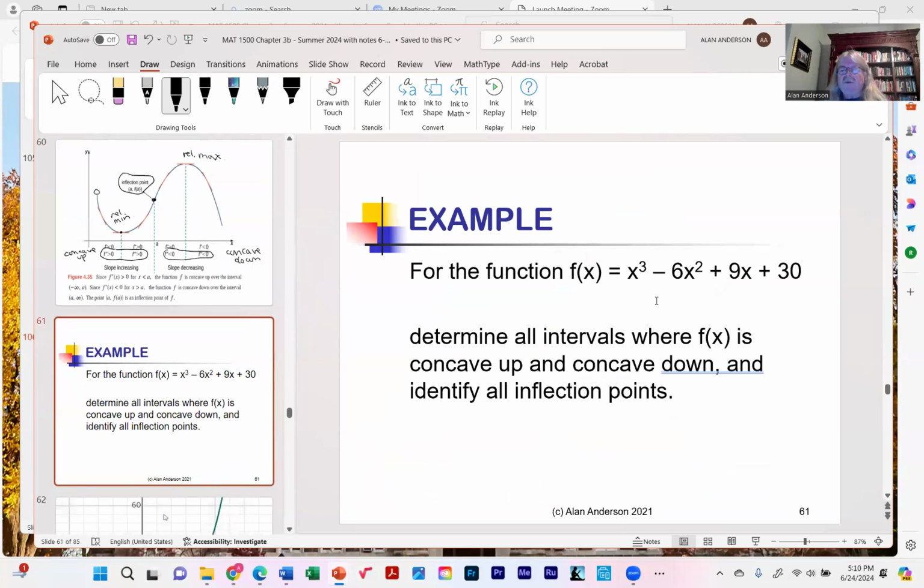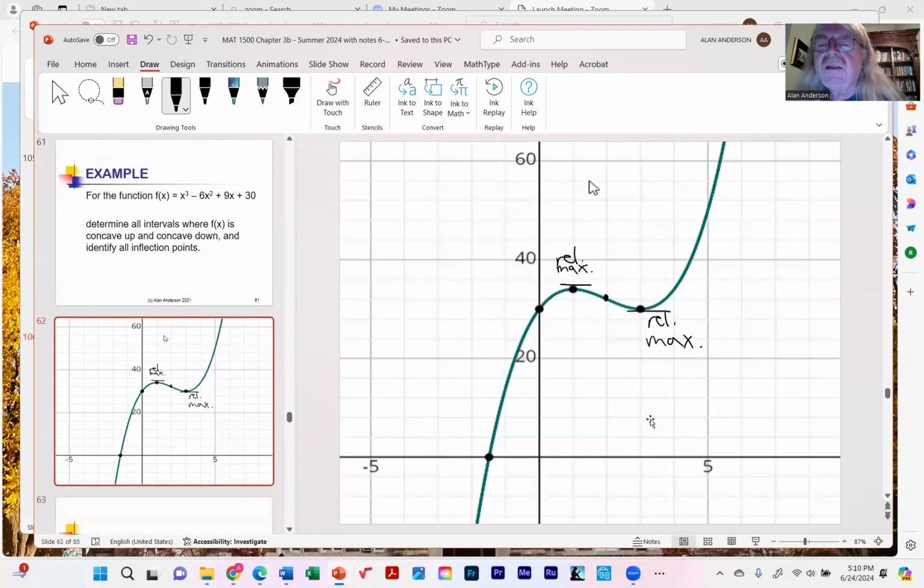All right, so let's look at this one for a second. x cubed minus 6x squared plus 9x plus 30. We're going to find all the intervals where f of x is concave up, concave down, and find any inflection points if there are any. All right, well, here's the function. I think you can tell just by looking at it, this is what we're aiming for. This is our inflection point.